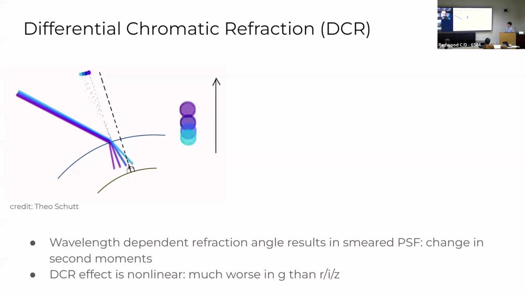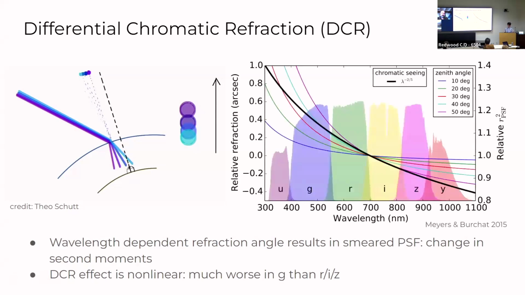And so you end up having a smeared PSF, which will have different second moments than if you were entering the atmosphere at zenith. And this is very nonlinear with wavelength. So these colored lines are showing the relative refraction angles as a function of wavelength. And you see these are much, much steeper in, for example, the G band than R, I, and Z. And so wavelengths at one side of the band or the other will have a much larger difference in refraction angle than, for example, R, I, or Z.